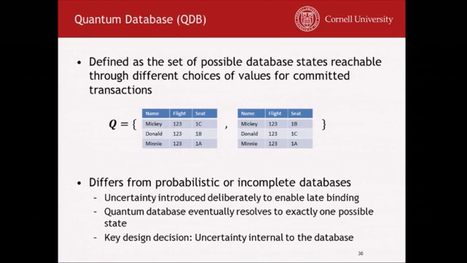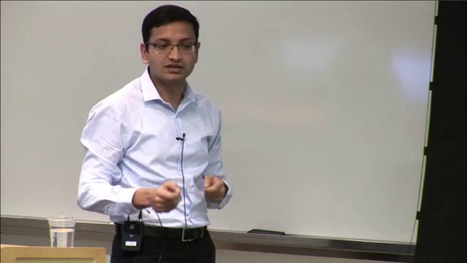And you may find them similar to uncertain or probabilistic databases, and we basically differ from probabilistic or incomplete databases in three main ways. One, we are deliberately introducing some uncertainty, and we are doing so to enable this late binding. Second, we always need to maintain a guarantee that the quantum database eventually resolves to a single state. It doesn't really make sense for Mickey to have two seats. And a third is a key design choice, which is from where the name quantum database arises, and that is to keep uncertainty internal to the database. Let me come back to this key design choice in a few slides.